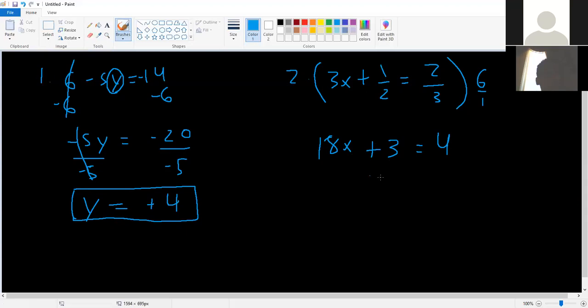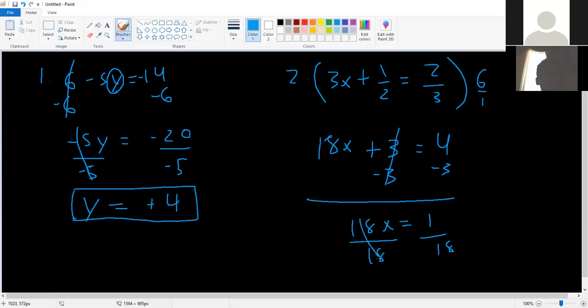Then we use the subtraction property of equality. You subtract 3 on both sides. The 3's cancel out. You're left with 18x equals 1. Then we use the division property of equality. You divide by 18 on both sides. 18 cancels out. x equals 1 over 18.